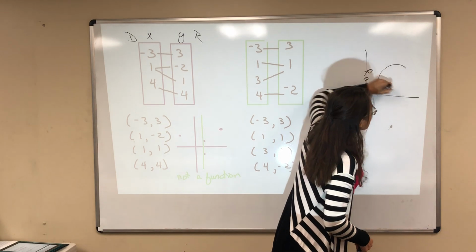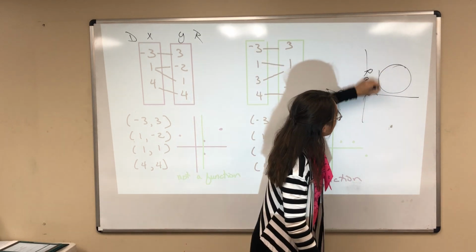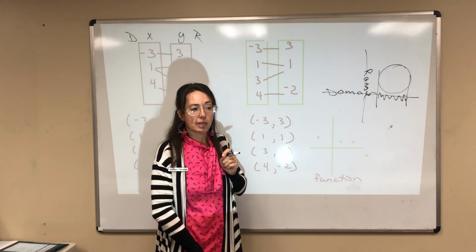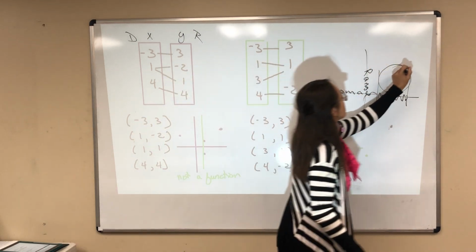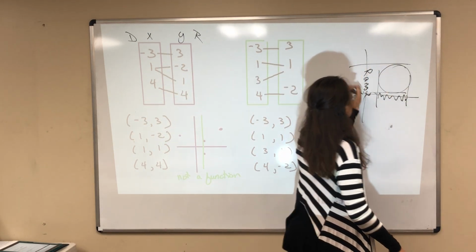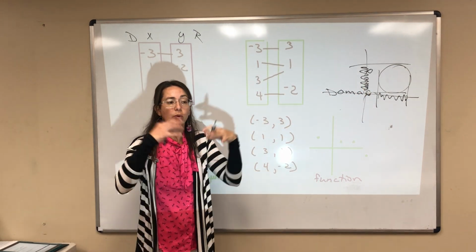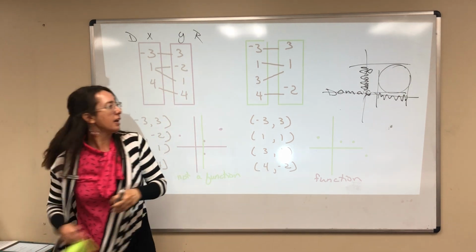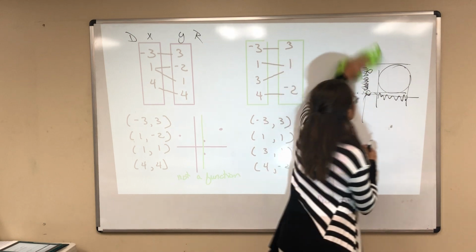So if I have this circle over here, my domain is going to be just those x values. That's all the x values that it takes up. My range is just going to be these y values. That's all the y values that it takes up. So when we're looking at our graph on a coordinate plane, that's how it relates.